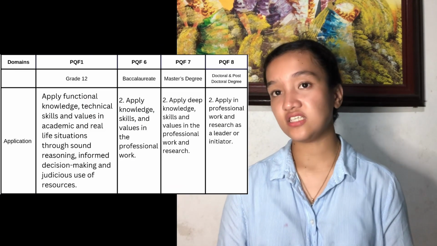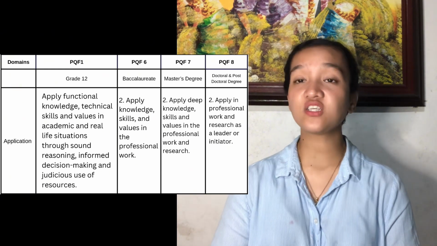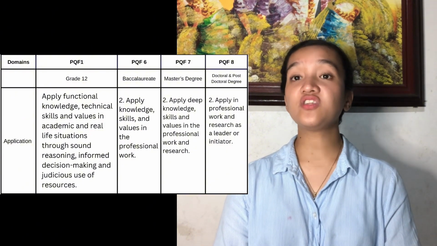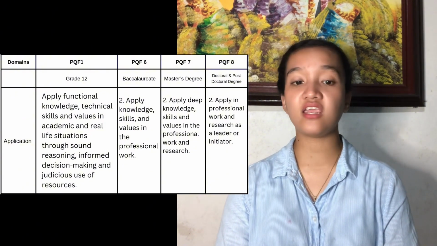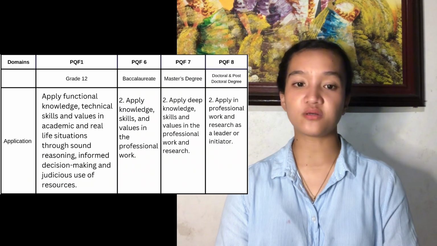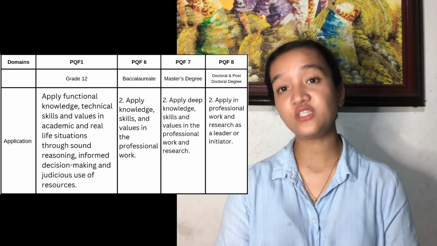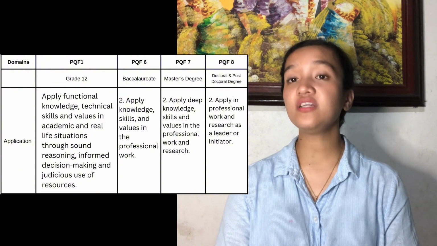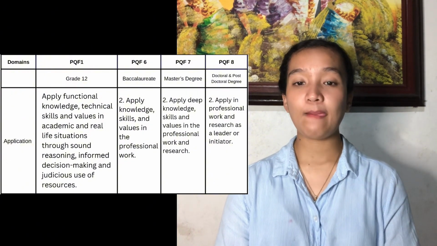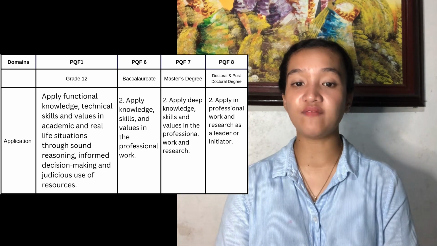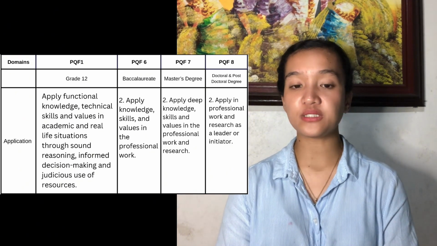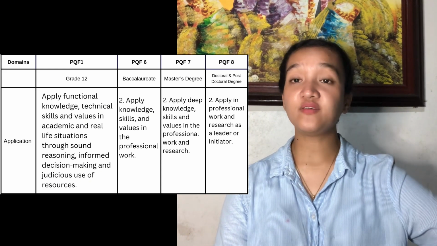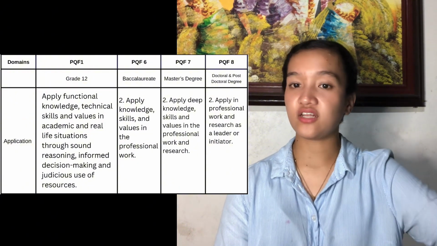Now, let's proceed to application. In grade 12, they apply functional knowledge, technical skills and values in academic and real-life situations through reasoning, informed decision-making, and judicious use of resources. In baccalaureate, they apply knowledge, skills, and values in their professional work. And in level 7, they apply deep knowledge, skills, and values in professional work and research. And in level 8, they apply in professional work and research as a leader or initiator.